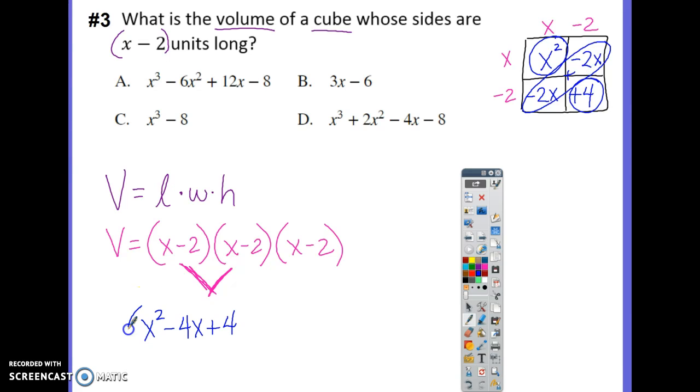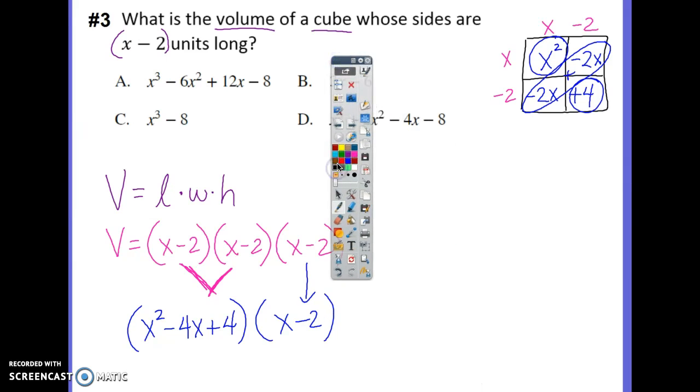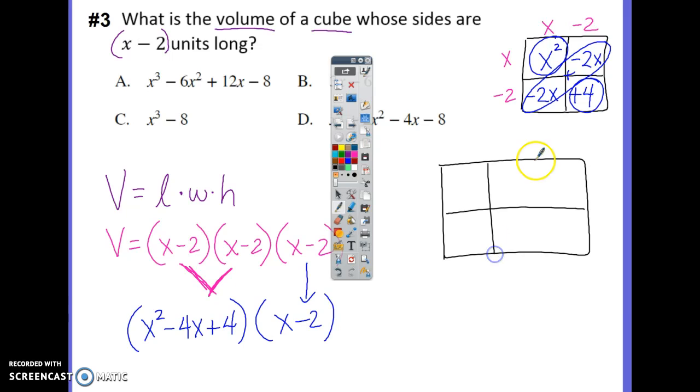Okay, so now I have to multiply this by this one, x minus 2. So now that's a 2 by 3 box, right? So I have right here a 2 by 3 box, and I'm multiplying x minus 2 times x squared minus 4x plus 4. So the order doesn't matter. You didn't have to put the trinomial on this side, right? It's wherever they fit. So we're going to multiply inside.